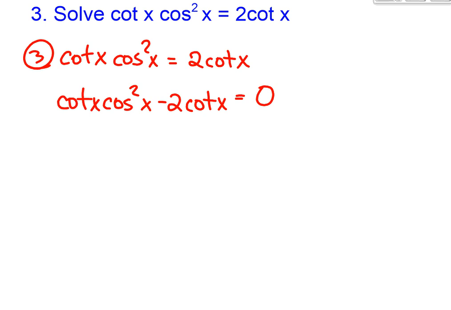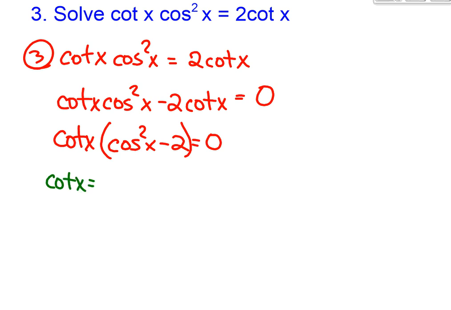Notice anything? Is there a common factor? Cotangent x is a common factor, so we'll factor that out, and then we have cosine squared x minus 2, and it's still equal to 0. So now we have 2 factors that multiply to be 0, and when we have that, we can set each of those factors equal to 0 and then solve those independently.